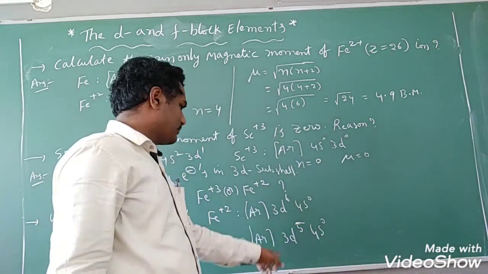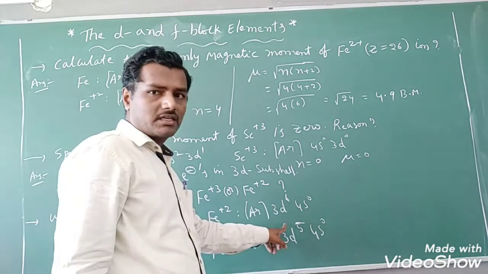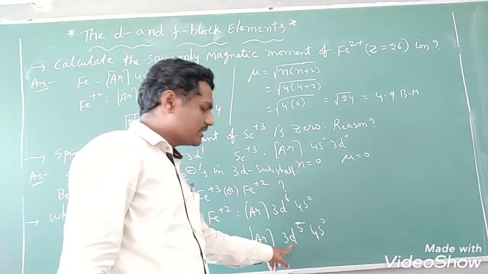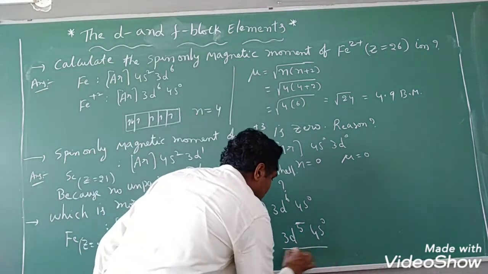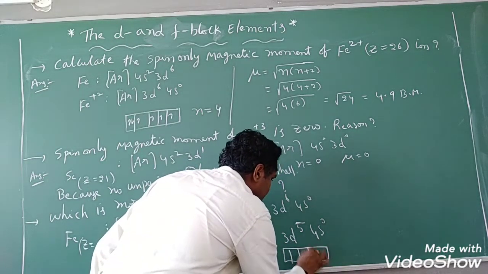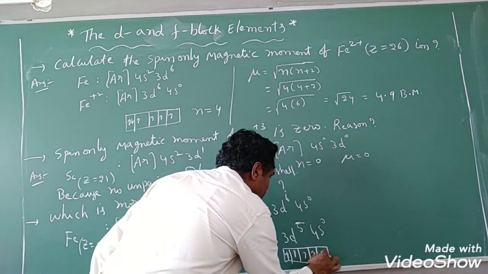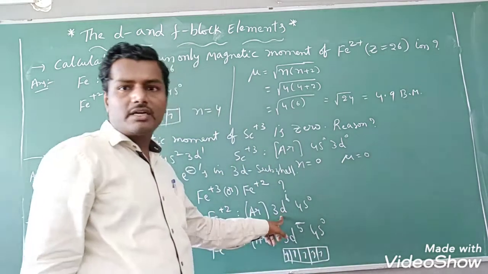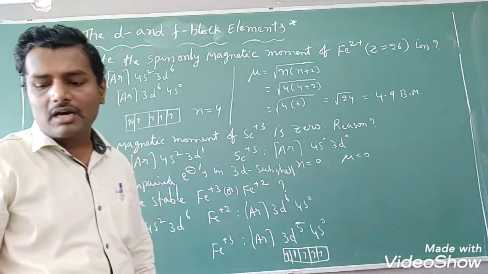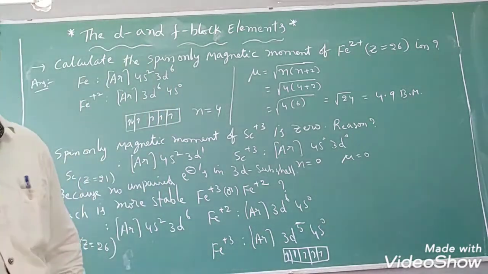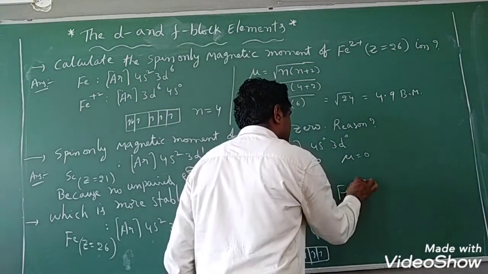Now compare both the electronic configurations. Of Fe plus 2 we have 3d6 here. Here 3d5 is there. This is a half filled electronic configuration, the 3d subshell is half filled. Half filled electronic configurations are generally more stable, right? This one is not half filled, nor completely filled. So because of that reason Fe plus 3 is more stable than Fe plus 2. So Fe plus 3 is the correct answer, students.